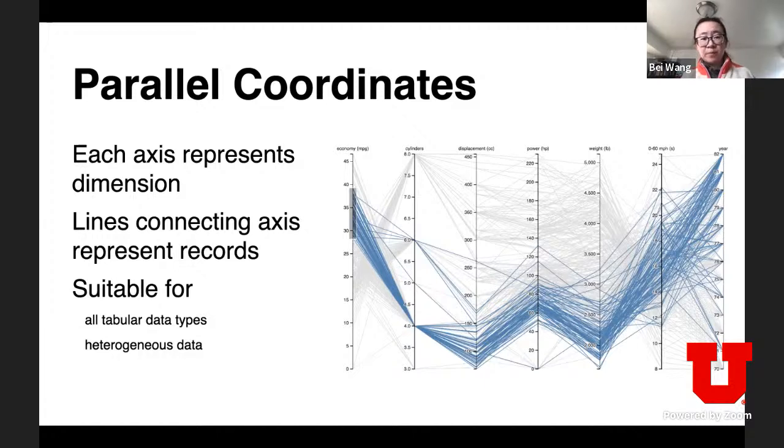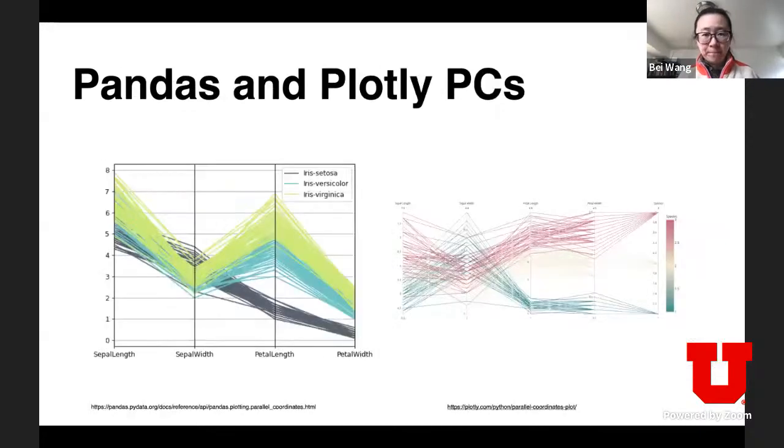And as I mentioned before, the parallel coordinates plot is useful for a tabular data set. In this particular case, you can see a very nice clustering of data points along, for example, the cylinder dimension, and so on. Okay, so we know that in Pandas and Plotly, you can actually plot the parallel coordinates plot.